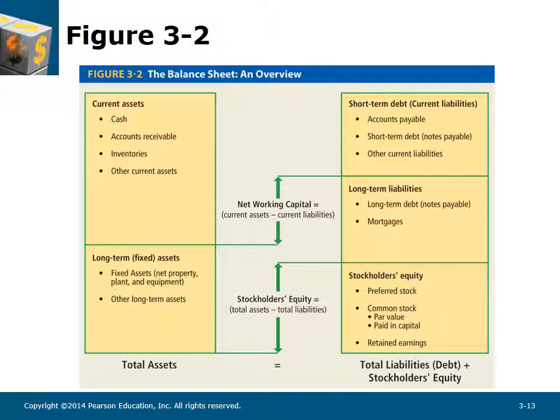Always remember this. On the balance sheet, total assets, so assets are everything the company owns, equals total liabilities and stockholders' equity. Why? Because assets can only be financed from two areas, either creditors, which are liabilities, or the stockholders.